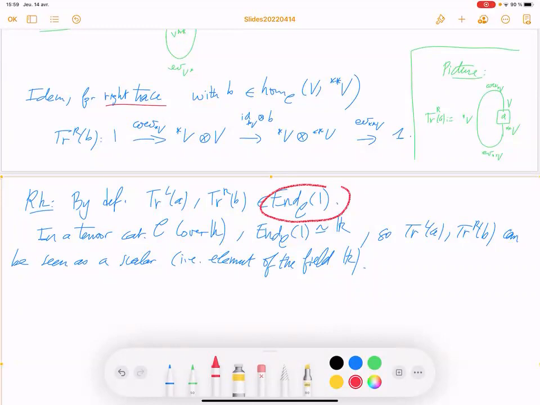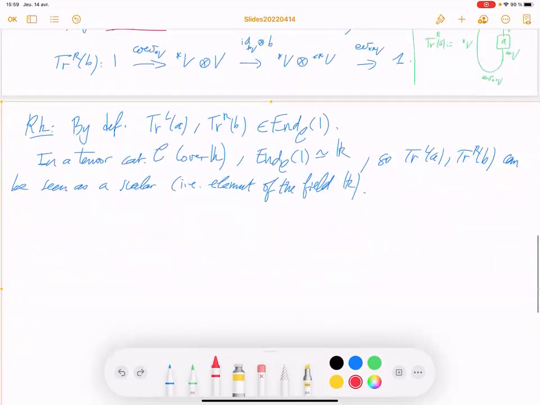If we are in a tensor category, if you are in a multi-tensor category, it's not an element. It's not an element of the field. Maybe you can see that as a matrix, or I don't know. But it's not an element of the field.